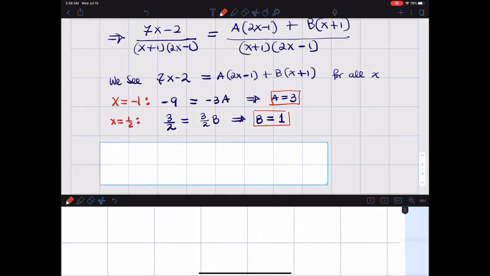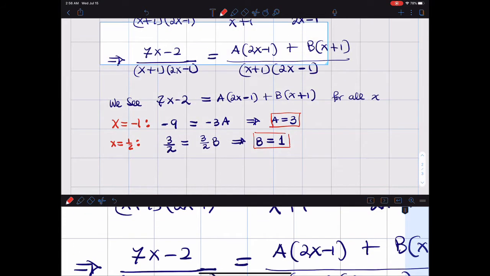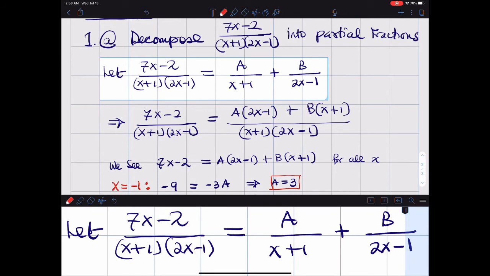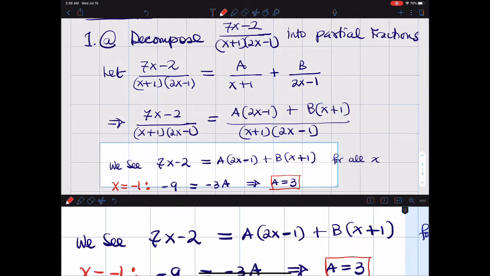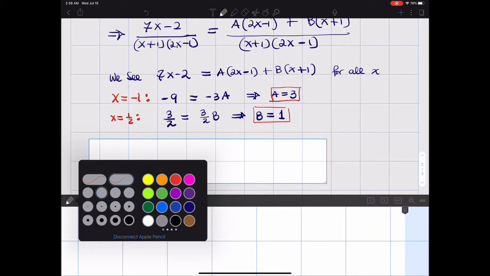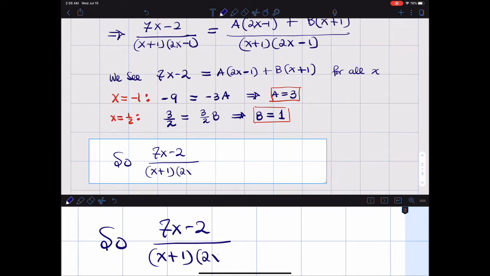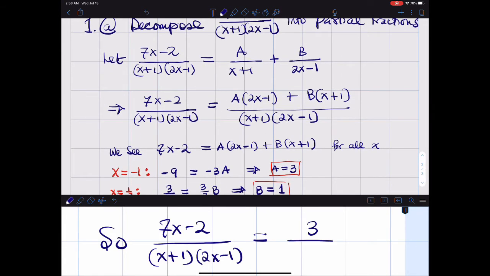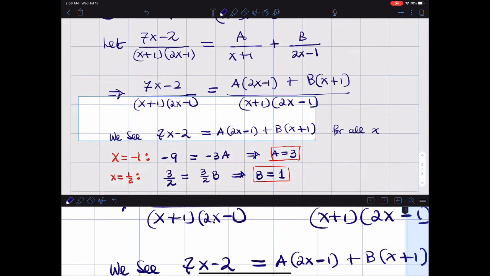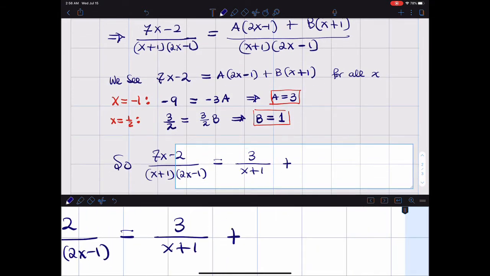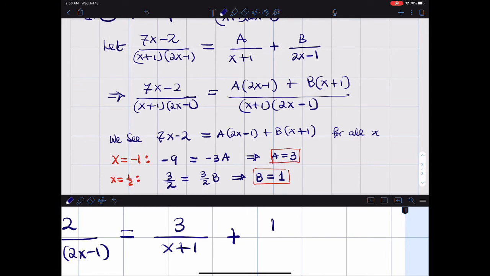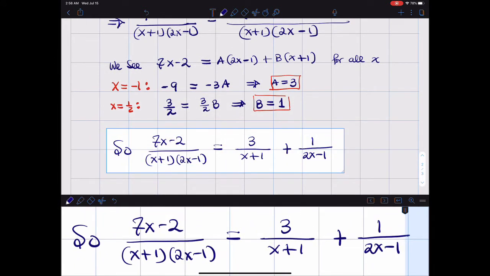So, remember where we started. We've now found a and b. So it turns out that (7x minus 2) over (x plus 1)(2x minus 1) is equal to 3 over x plus 1 plus 1 over 2x minus 1. So that's our answer. That's our final answer.